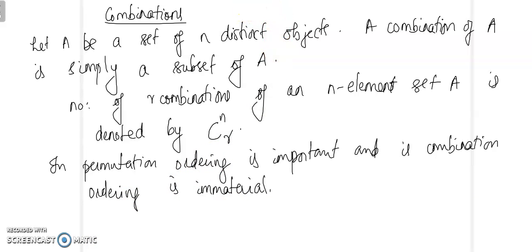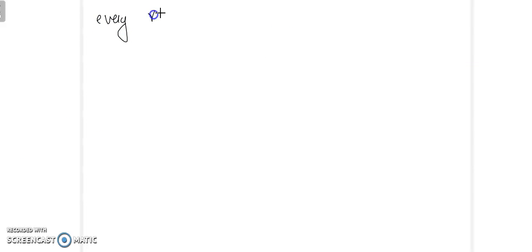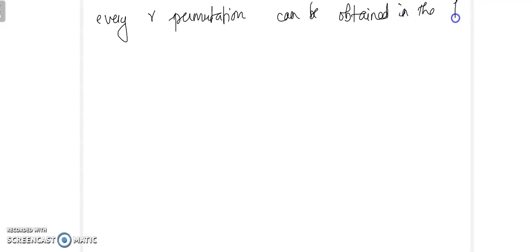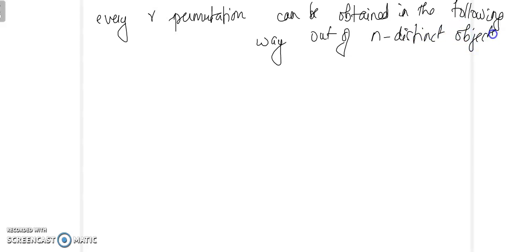Now when you look at permutation, every R permutation can be obtained in the following way. Consider you have n distinct objects in A, and you need to find the number of R permutations. It can be done in 2 steps. Step 1 is to form all the R combinations.